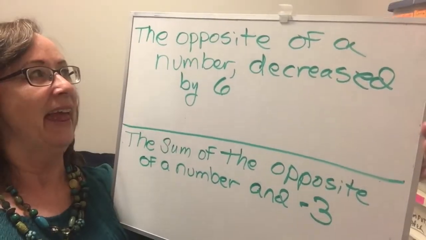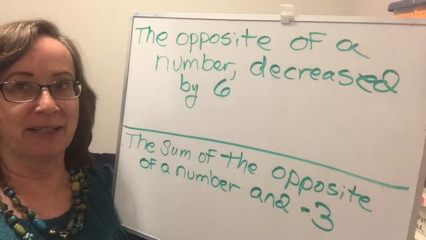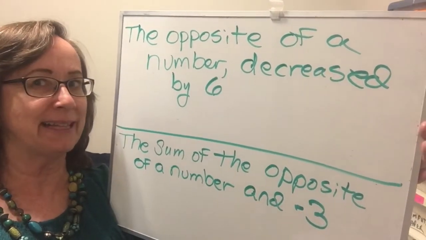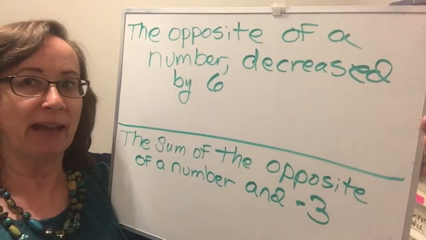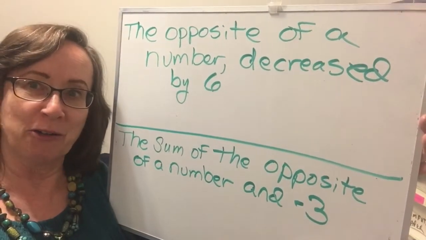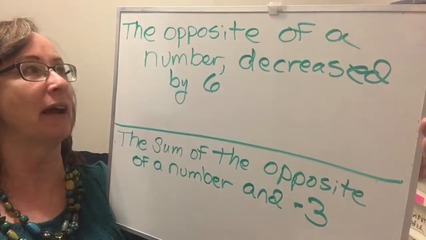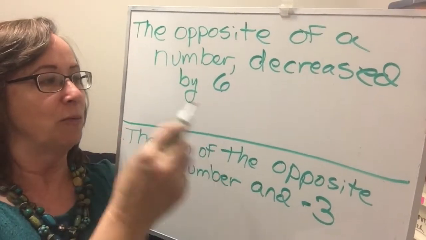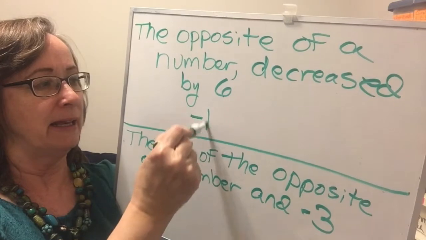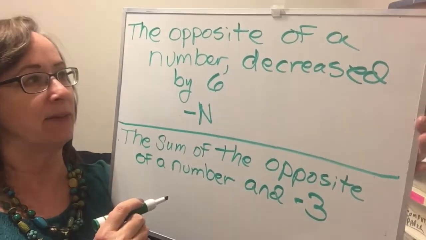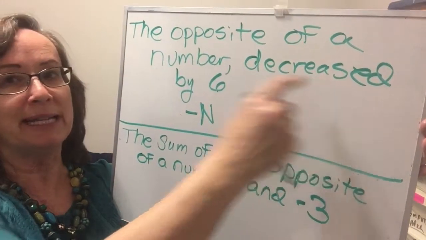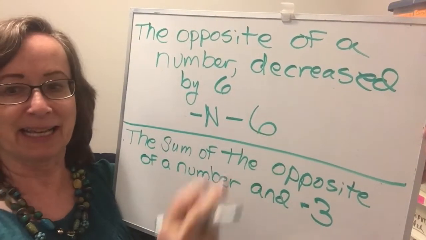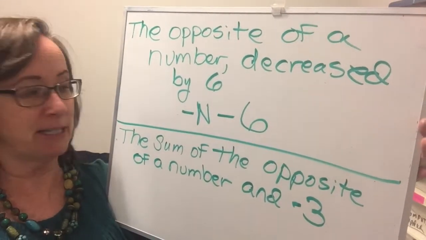The opposite of a number decreased by 6. So I want you to get this in your brain. Think about how you would write it. Write it on your own piece of paper and see if you can get it right. Okay, so the opposite of a number would be negative n, or the opposite of n. And then decreased by 6 would be minus 6 more. That's all there is to it.